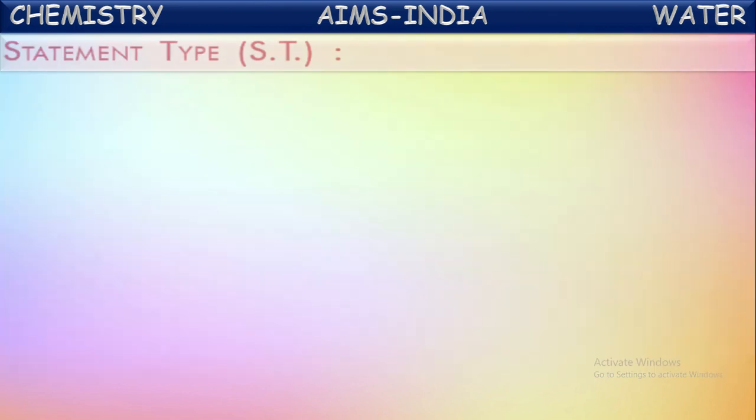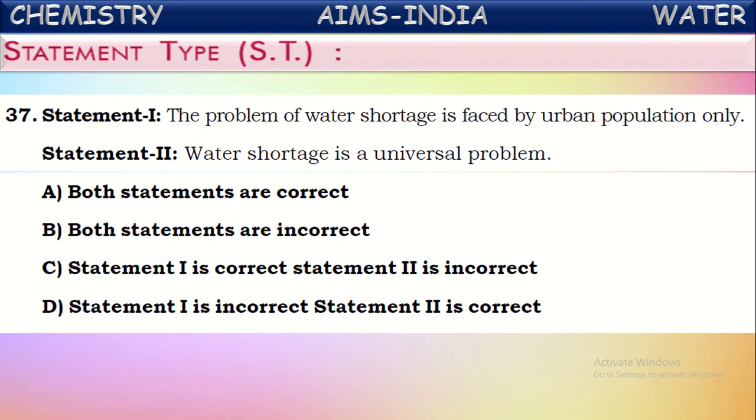Okay, next, one more question. The problem of water shortage is faced by the urban population only. Is it correct? Only urban people are facing this water shortage? No. All the people from all the areas are facing the shortage of water, mostly in the summer season, isn't it? Because of excess usage of water at normal stage. So it is not correct to say only urban people are facing the water shortage.